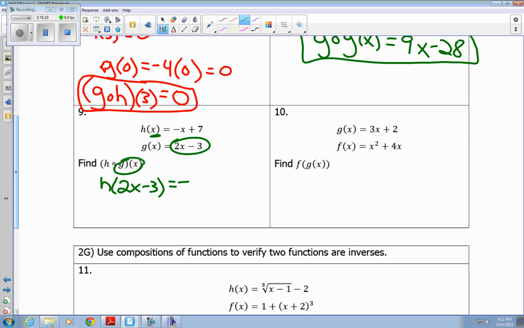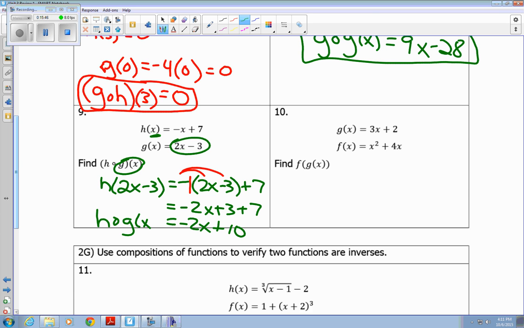And remember this negative here, it's like a negative 1. You need to distribute first. So it equals negative 2x plus 3 plus 7. Simplify that down a little further. We have like terms, 3 and 7, which is 10. So h of g of x equals negative 2x plus 10.